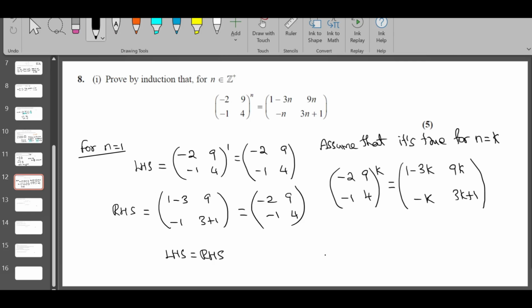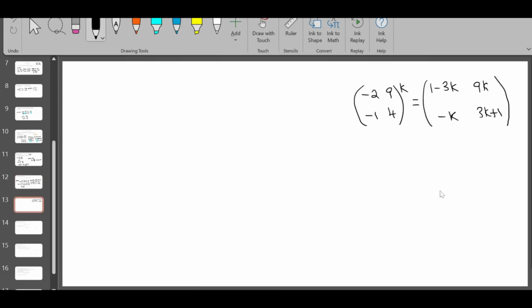In step 1, you are proving the equation for n is equal to 1. In step 2, you need to assume that it's already true for n is equal to k. In step 3, that's the main one, we are going to prove the result for n is equal to k plus 1 and write the conclusion. So here I copied the result for k. Now for n is equal to k plus 1.